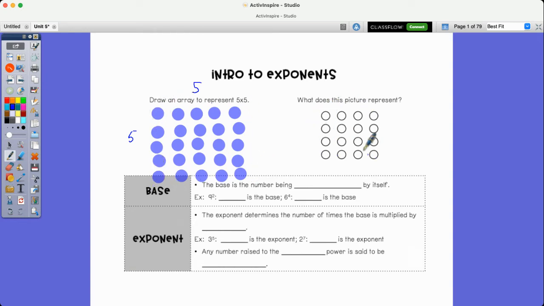So what does this picture represent? This is a 4 by 4 array. So it is 4 times 4 is what it represents. Okay, so we need to learn some key vocabulary.